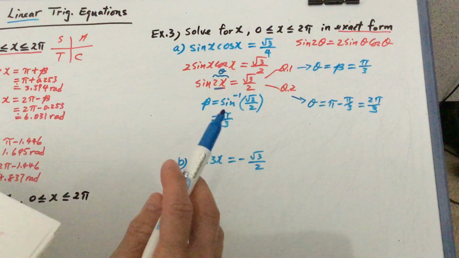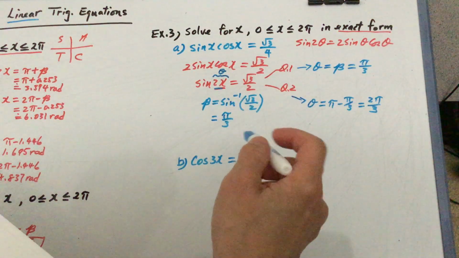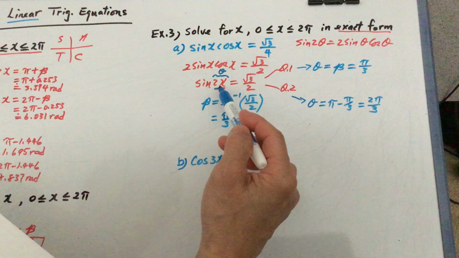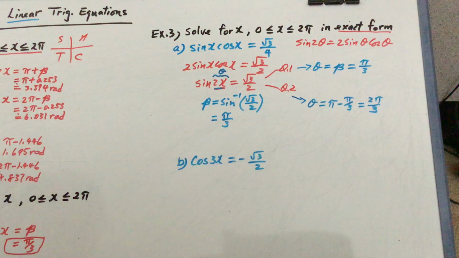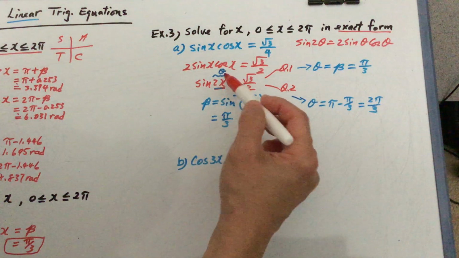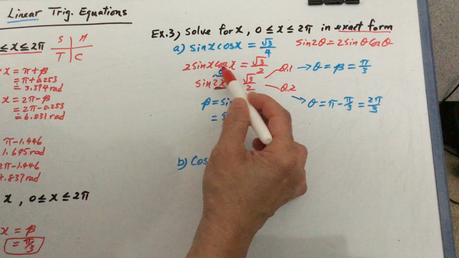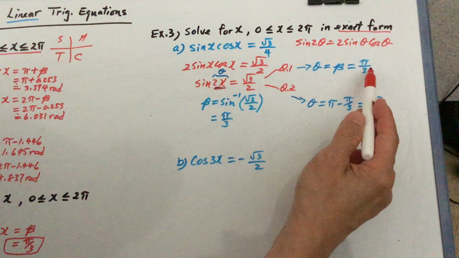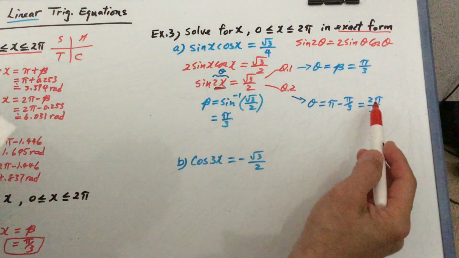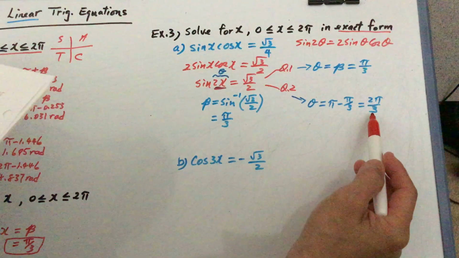Okay? Now, what we are trying to solve is not the theta. We're trying to solve for the x. Okay? So this is the important part here. Once we know what the theta, like the angle, whatever comes after the sine, that angle is equal to pi over 3 in quadrant 1 and 2 pi over 3 in quadrant 2.